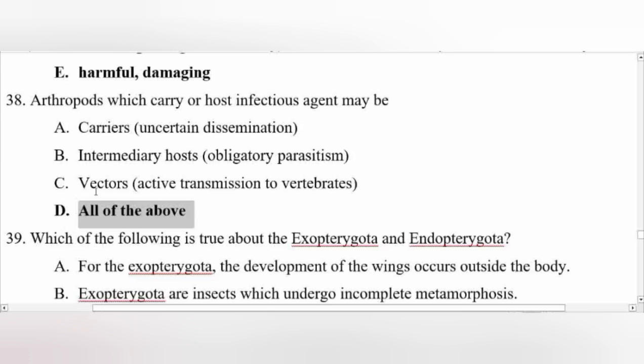The question is why? Some are vectors, and the vectors, they are active transmitters of diseases. They are biological transmitters. Okay, we have biological transmission and we have mechanical transmission. So if an insect is a mechanical transmitter, it may not necessarily be certain about how it will disseminate the thing.